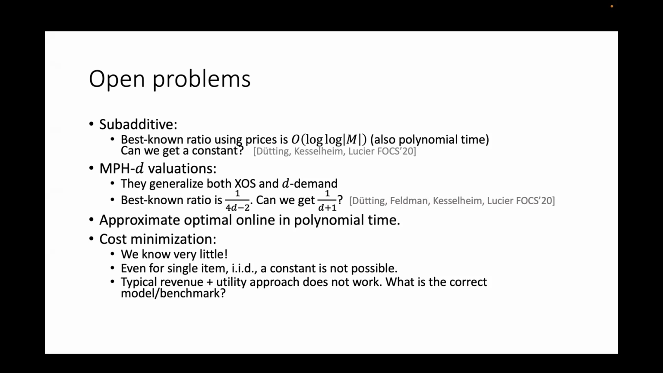So I think we should look more into this cost minimization. The typical revenue plus utility approach doesn't work. And we have to actually figure out what is the correct model, because I mean it's not possible that for the single item IID you cannot pick a cost. Okay, yeah, thank you. I'll finish.